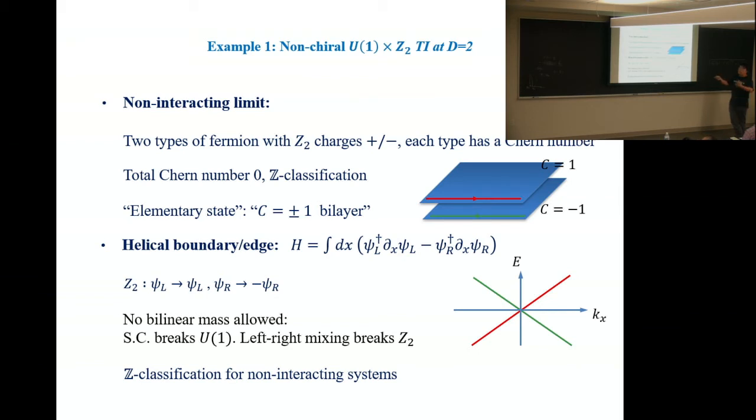So the boundary of this state will just be a left-moving chiral fermion and a right-moving chiral fermion. But under the Z2 symmetry, the left-moving mode will not change sign, but the right-moving mode will change sign. So it's very easy to convince yourself that we cannot turn on any mass term here, because once we turn on a mass term, we will have to mix the left-moving mode and the right-moving mode. That breaks the Z2 symmetry. So without interaction, the classification will be Z. And this is the spectrum of the boundary states.